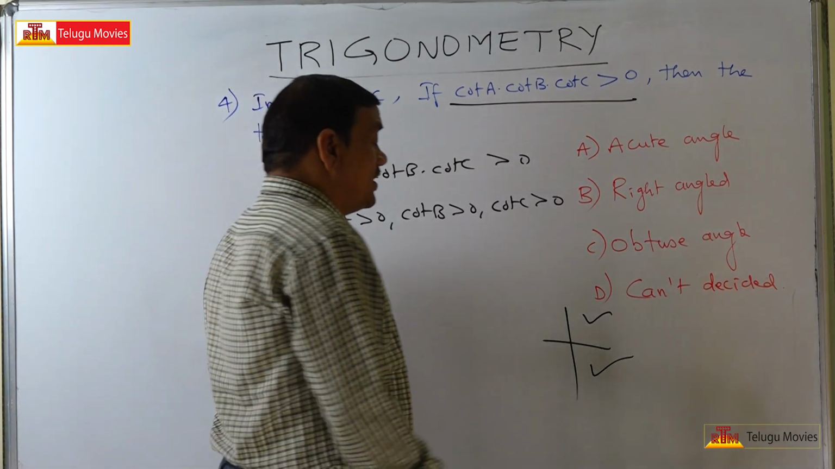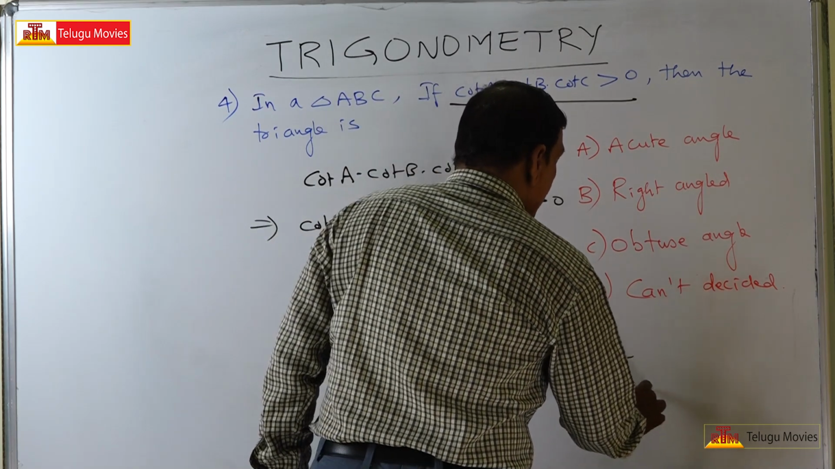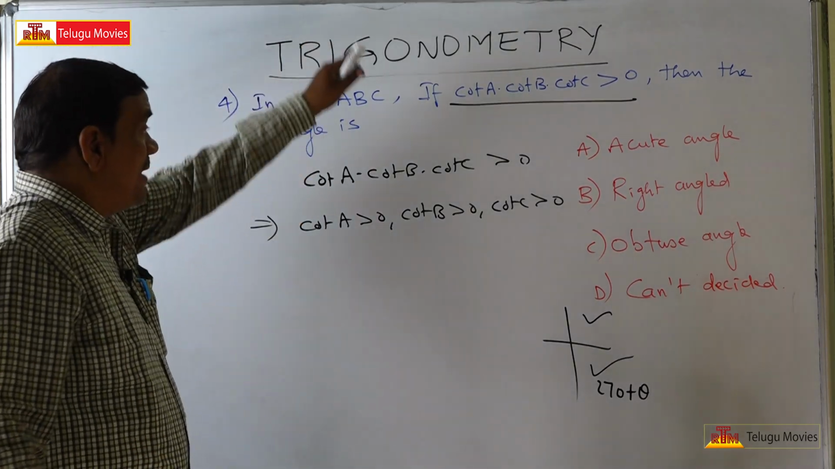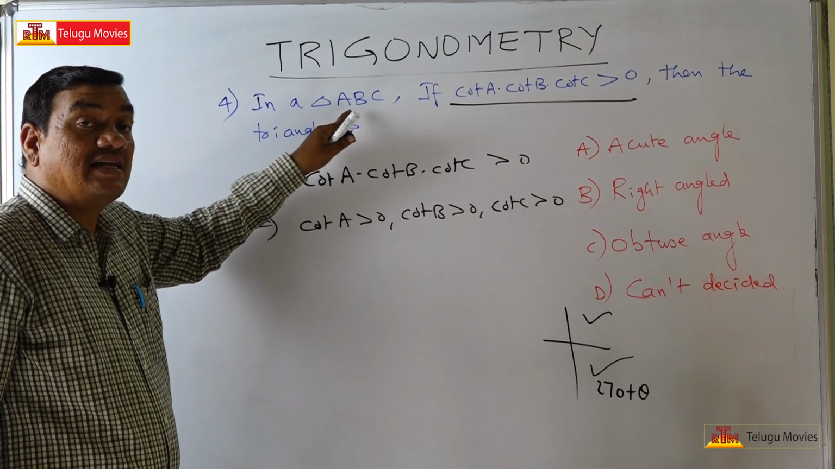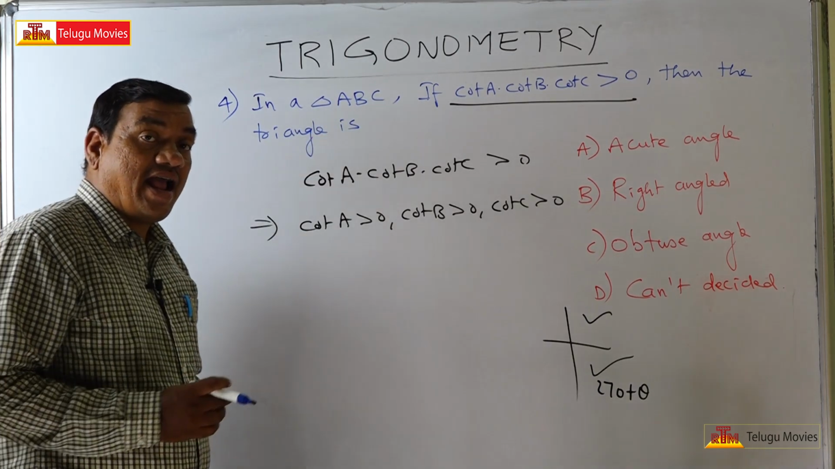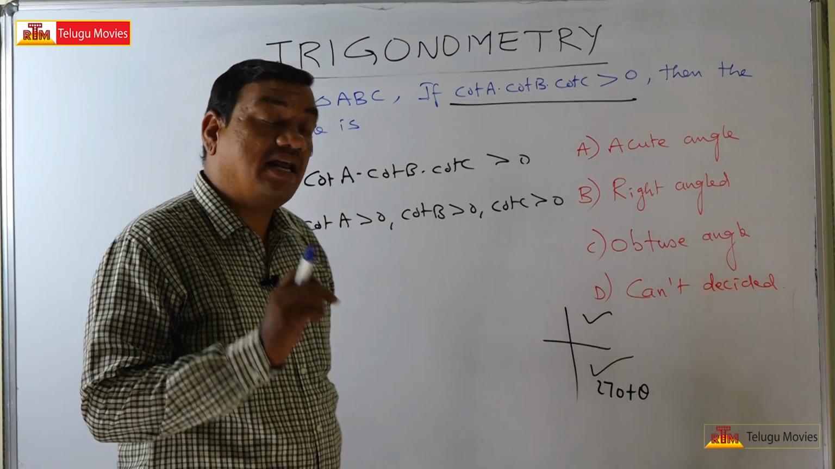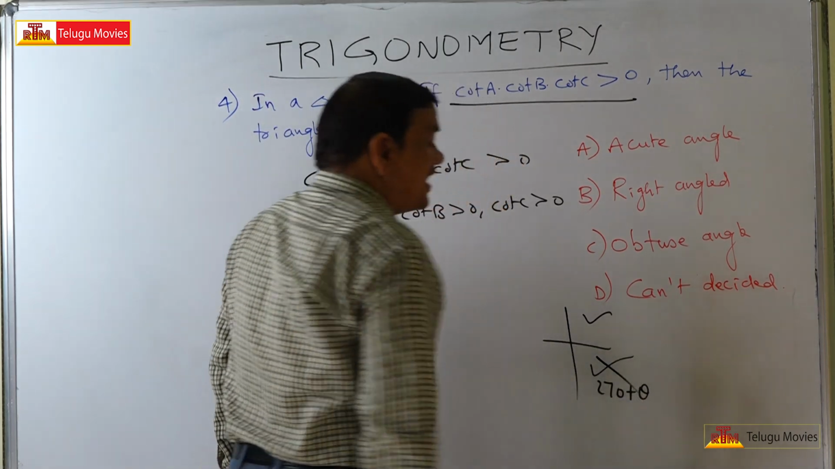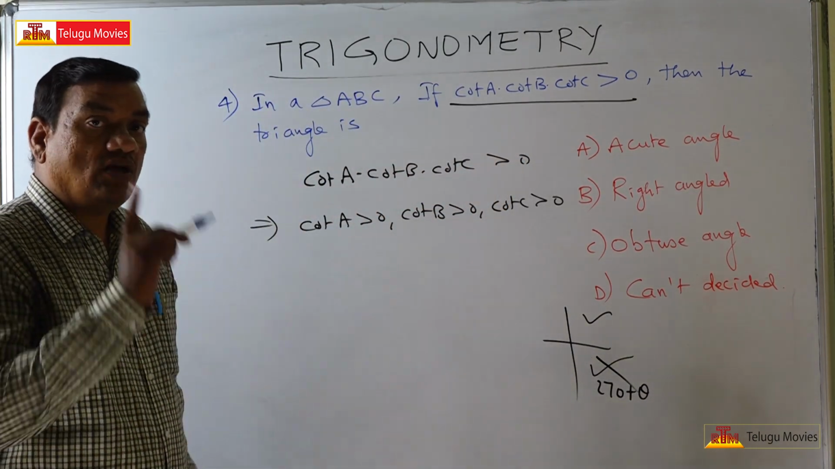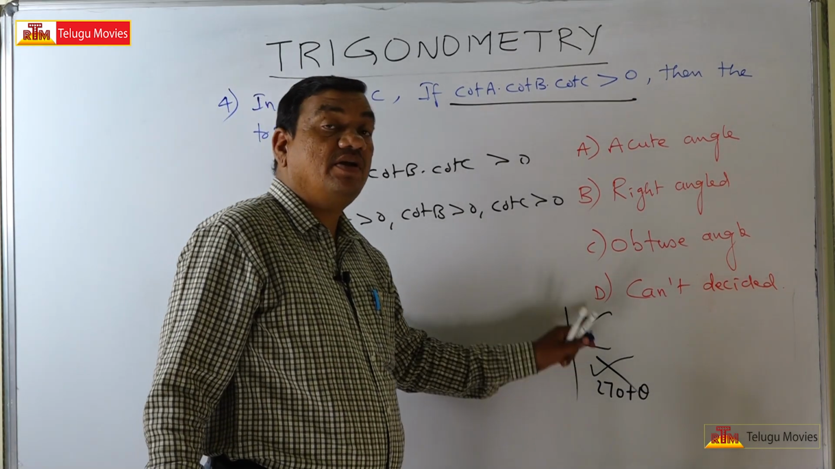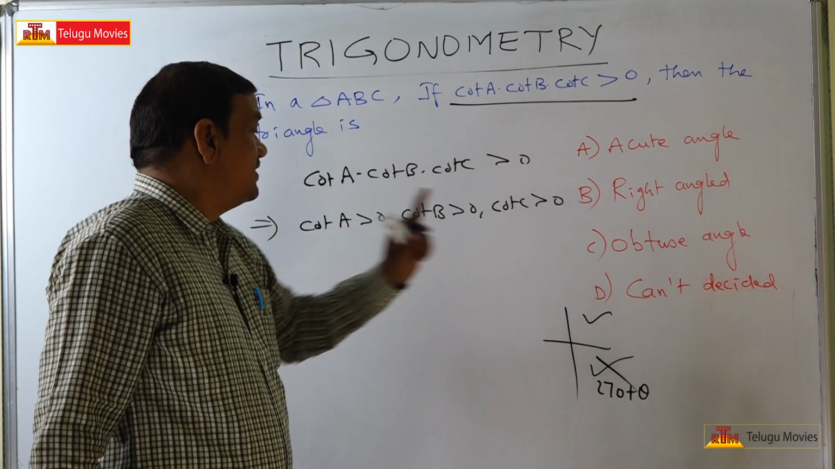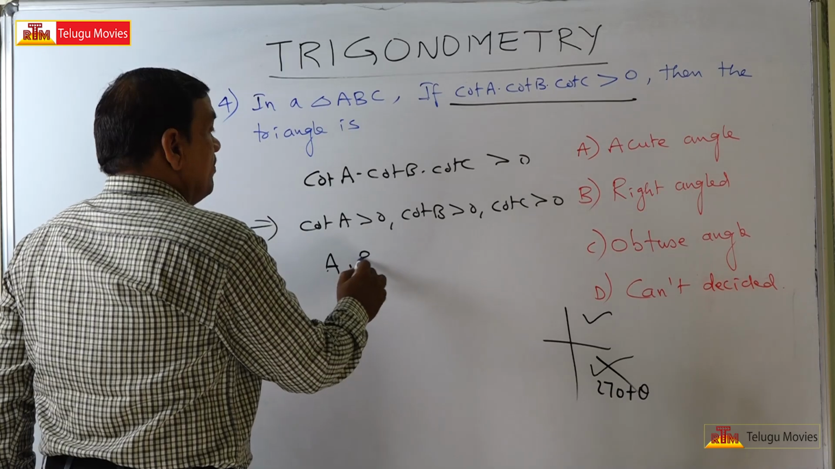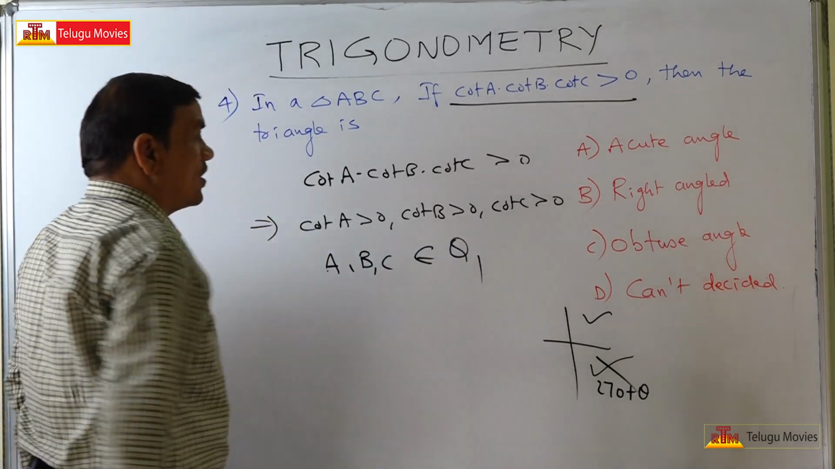Why not? Because in the fourth quadrant, each angle is 270 plus theta, otherwise 360 minus theta. But here the angles are angles of a triangle. Can an angle of a triangle be more than 270 degrees? Never. That's why we cannot take the angles to be in the fourth quadrant. The one and only possibility is that the angles are in the first quadrant. Then only will cot A into cot B into cot C be greater than 0. Therefore, A, B, C belong to the first quadrant.